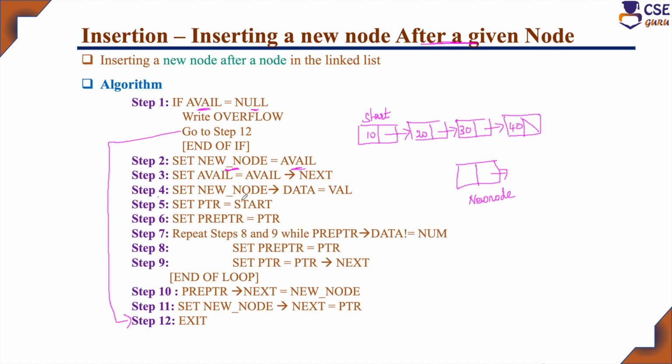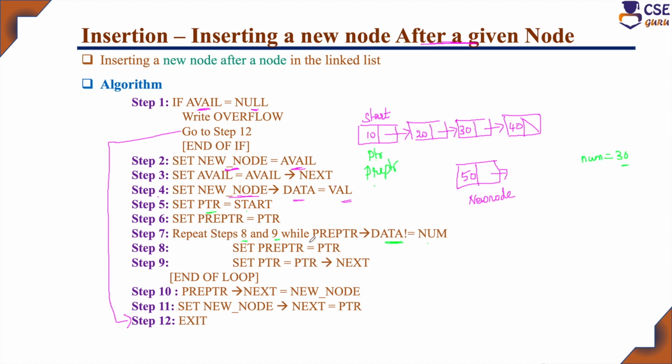And step 4, set new node of data is equal to value. Suppose I want to insert 50, so place 50 here, new node of data. Then set PTR is equal to start. Now I will mark start as PTR, and pre-PTR also as PTR only. PTR is equal to start as PTR and PTR as pre-PTR. Okay. Then repeat steps 8 and 9 while pre-PTR of data not equal to number. Suppose I want to insert the new node after 30, in the sense the number you have to consider as 30. Okay, after this element I want to insert 50.